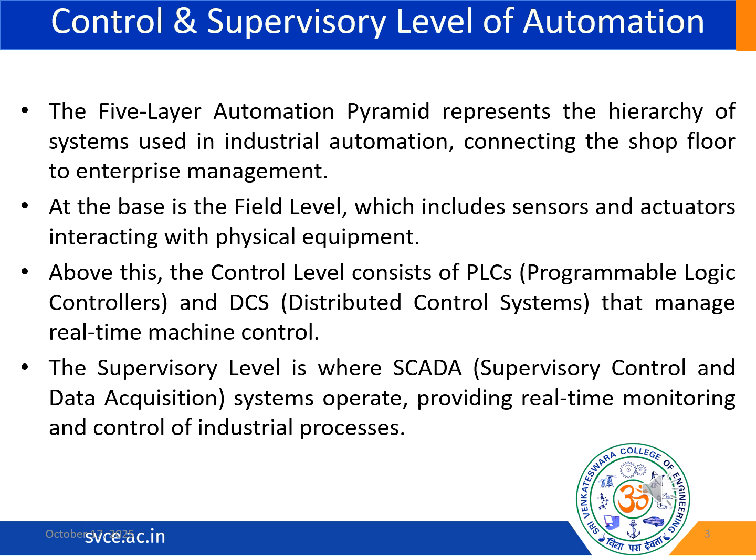The structure ensures seamless communication between production and various operations in industrial IoT. The five layers of the automation pyramid represent the hierarchy of systems used in industrial automation. At the base level, we have the field level, which includes sensors and actuators interacting with the physical equipment. The control level consists of PLCs and DCS. DCS is known as distributed control system, that manages real-time machine control.